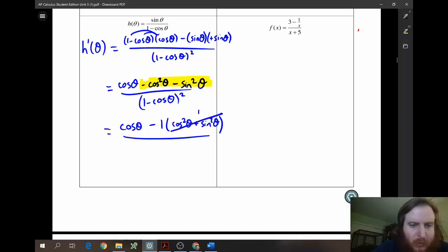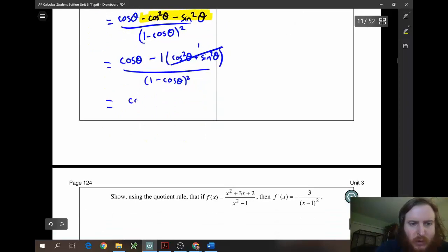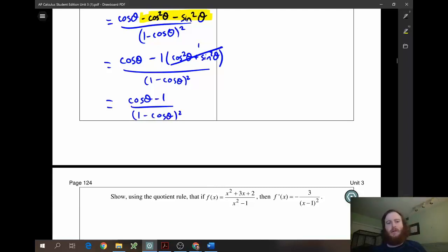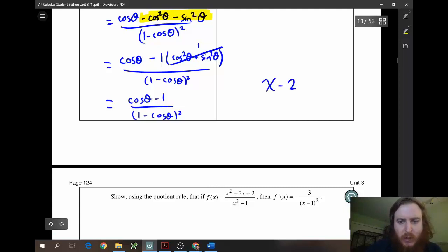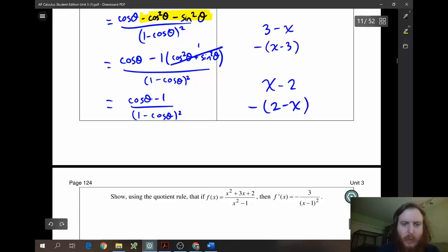-1 times 1 is 1, all divided by 1 minus cosine theta squared. So this becomes cosine of theta minus 1 divided by 1 minus cosine of theta squared. And this is where it's a little bit tricky. This is something we're not used to with canceling. These are not the same, they're flipped. But you can always flip, like if I wrote x minus 2, we can flip it to negative 2 minus x. If I have 3 minus x, we can make this negative x minus 3. So we can do that here.